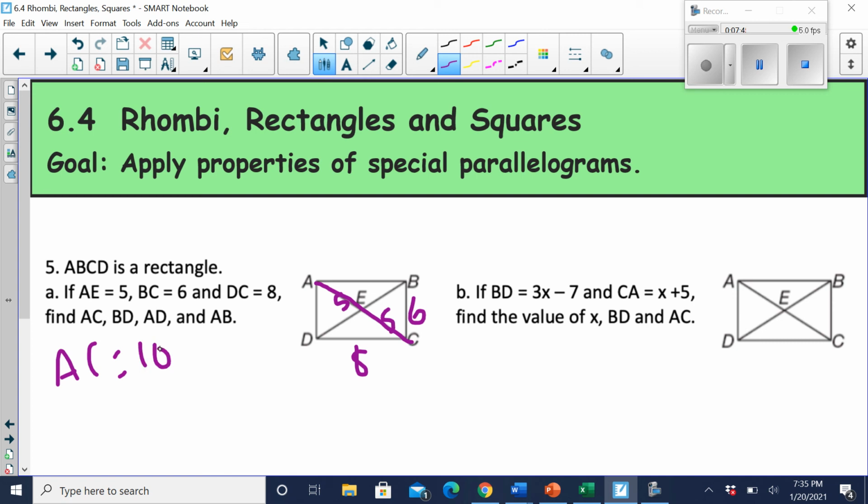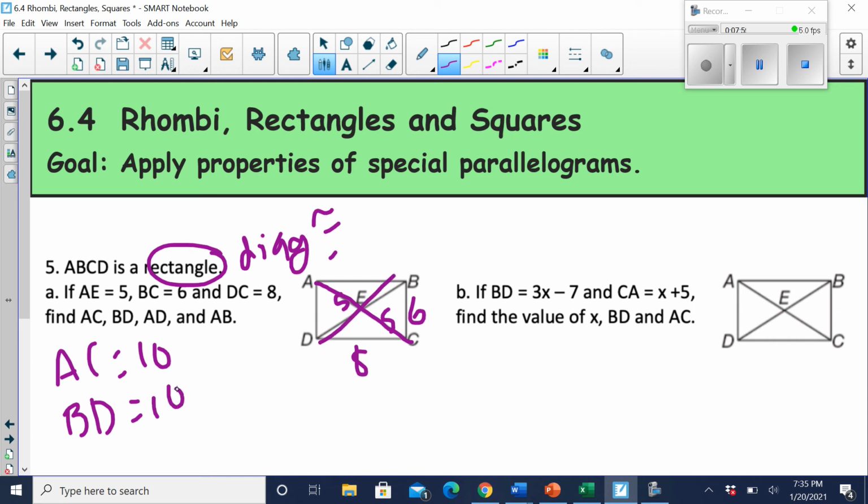The next one says finding BD. Well, if it's a rectangle, what did we say? We said the diagonals have to be congruent if it's a rectangle. That means that DB is going to be the same as AC. It's going to be 10. The next one's going to be AD. Well, AD has to be the same as the side that's opposite of it. So AD is the same as this side over here. It's going to equal 6. And then the last one, AB, is opposite of this side down here. It's going to measure 8. Those are properties of a parallelogram that we covered earlier.